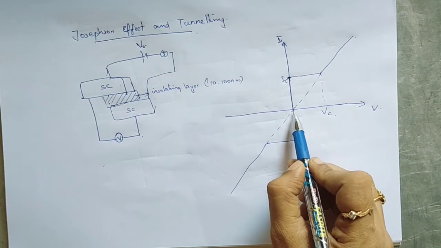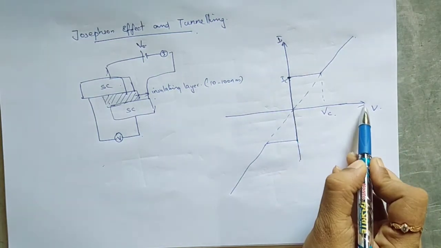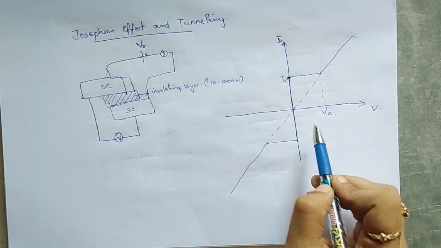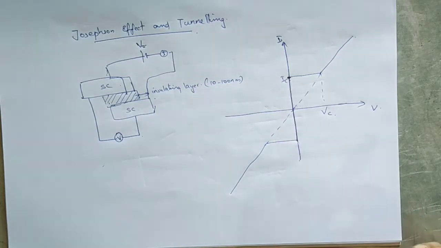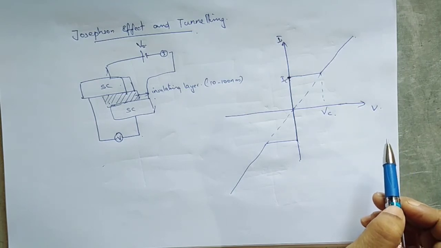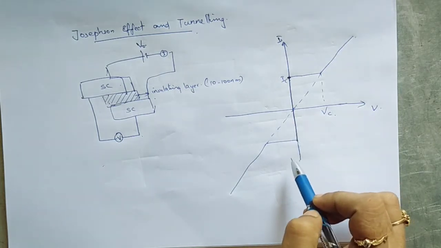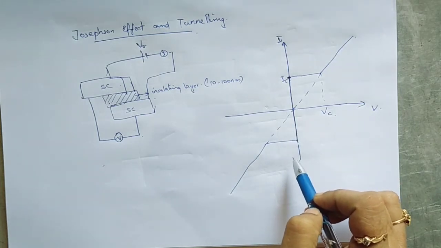Here, even at zero voltage, that is, in the absence of the voltage, we will get current in the system. And this case is absent in the case of the metal superconductor interface.